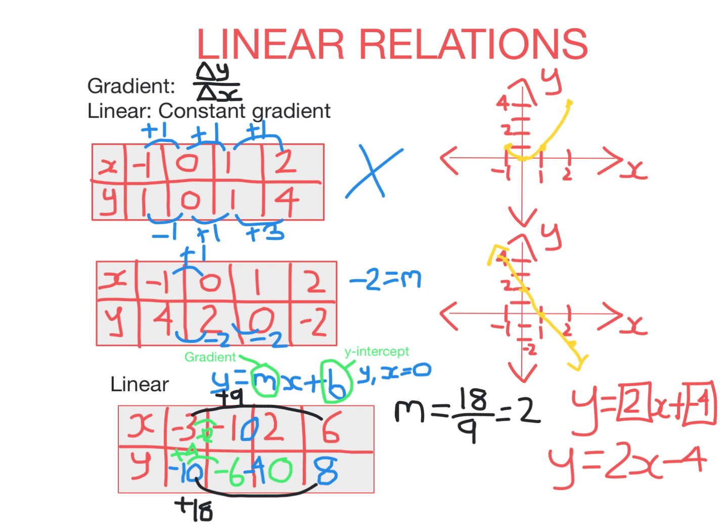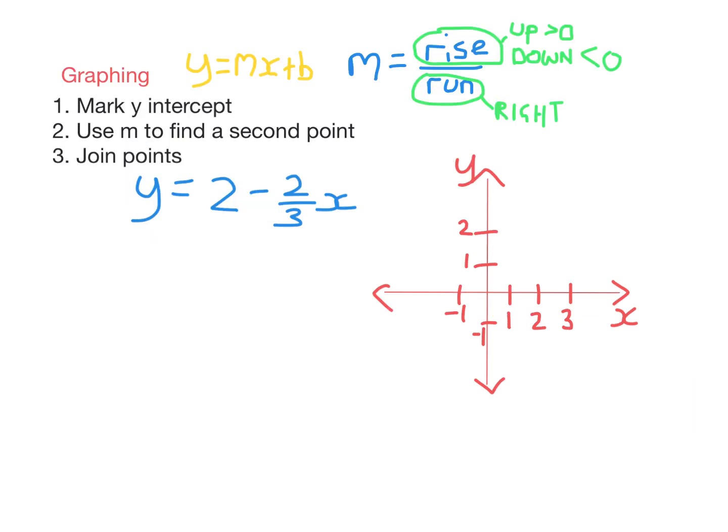you will get the y value. All right, let's look at now sketching the graph of a line. So you will be given an equation like this and you will need to turn it into a graph. Now we're only looking at graphing linear relations. So that means the equation you'll be given will be in the form y equals mx plus b. M is the gradient and b is the y-intercept. So to graph, you first mark the y-intercept, you use the gradient to find a second point, and then you join the points.